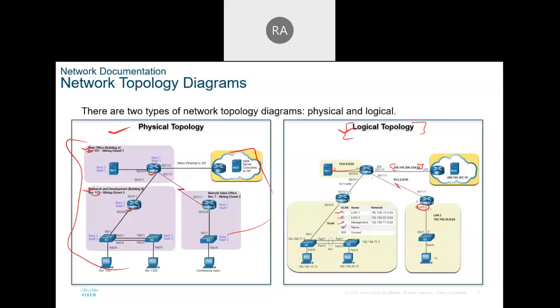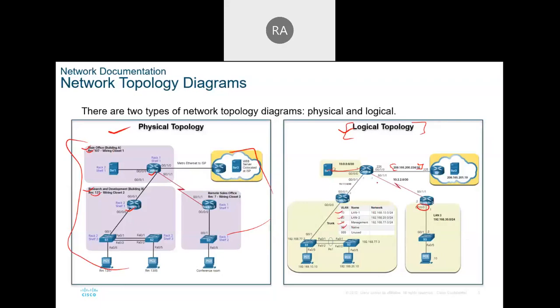So your logical topology does not really talk about the location where things are or how they are physically. It also shows you how they are physically connected, but I'm talking of mainly the location where they are, but it goes beyond that to show you about the IP addresses and network addresses of the devices. So these two have to be captured.